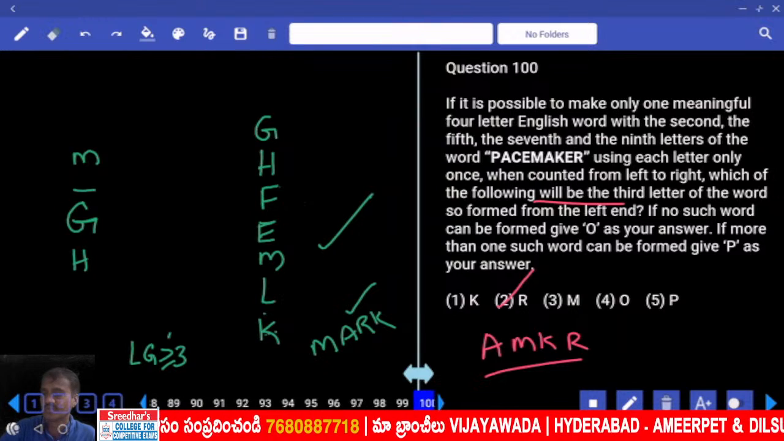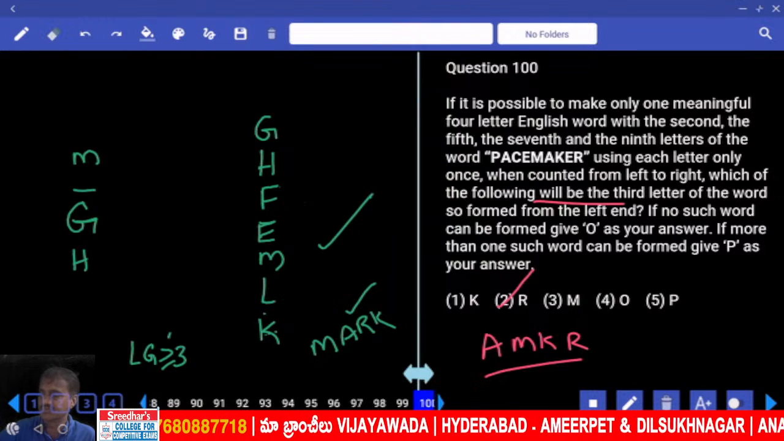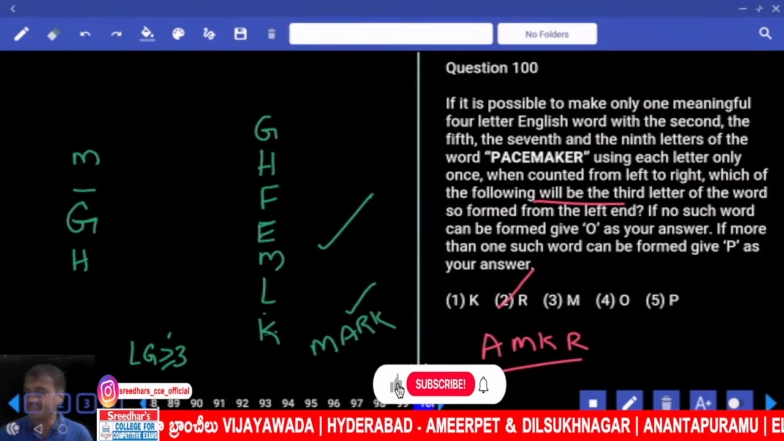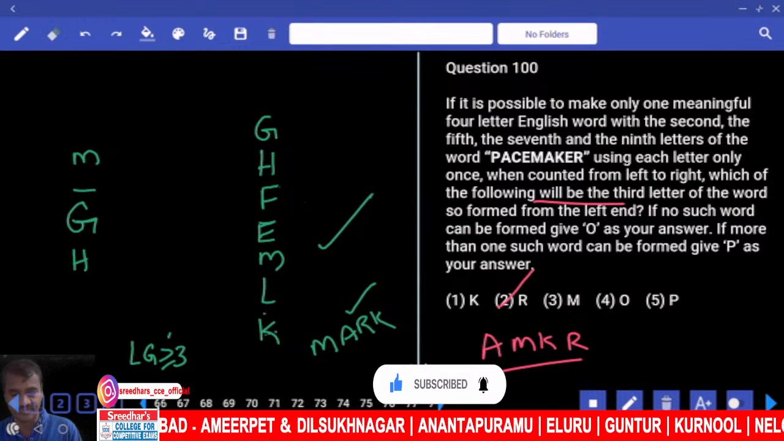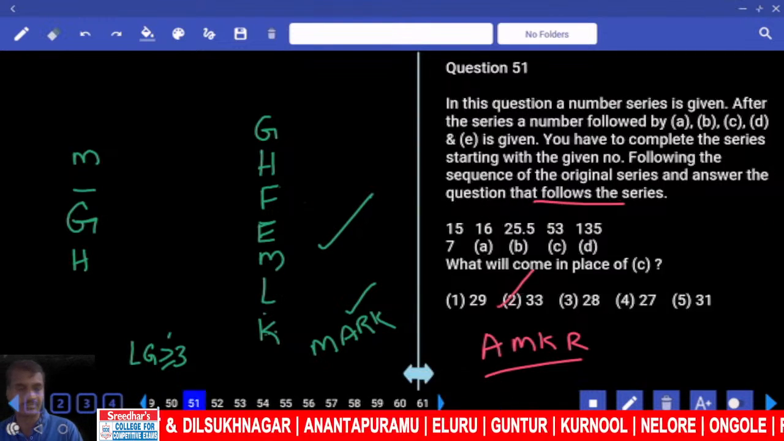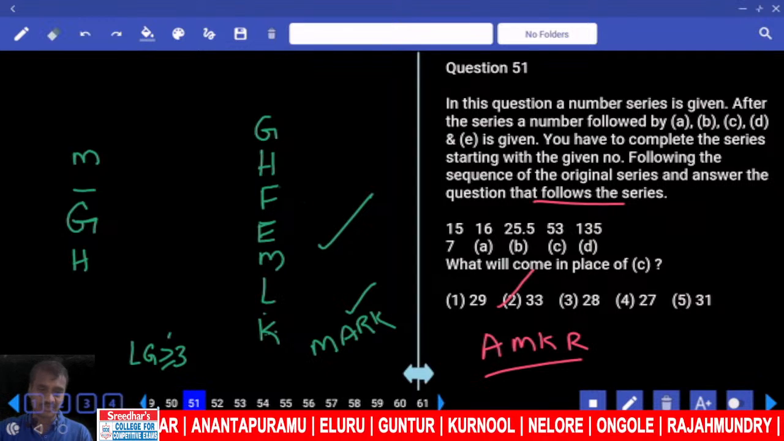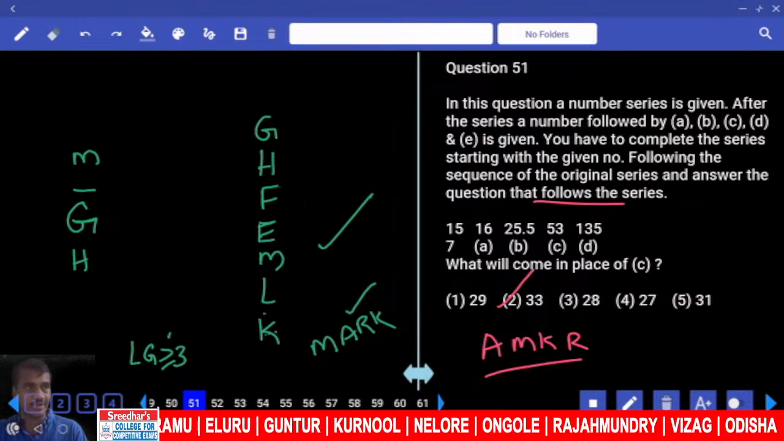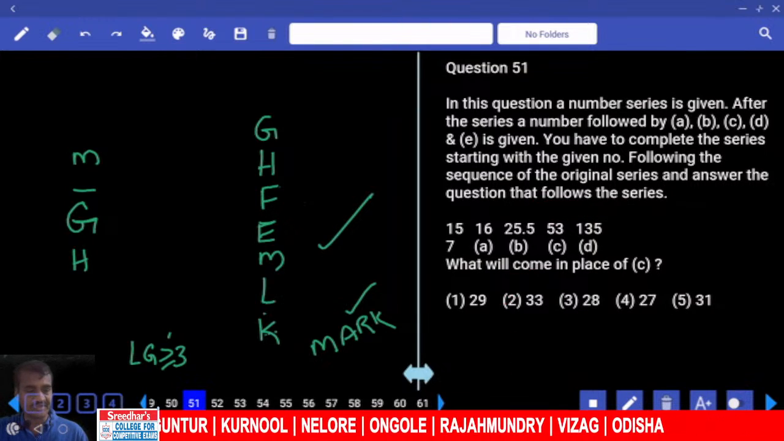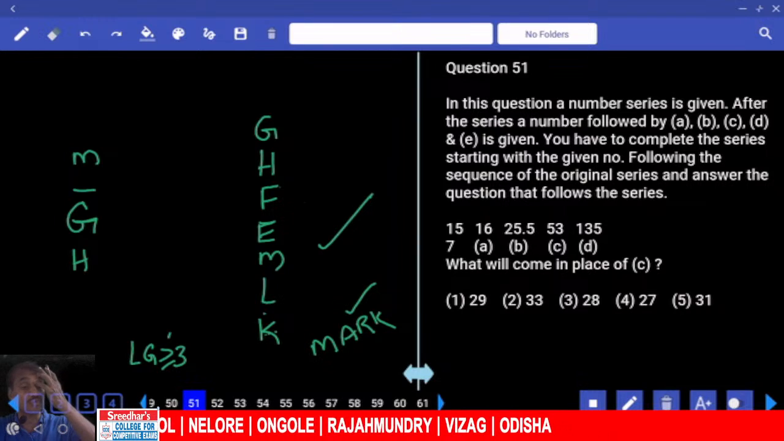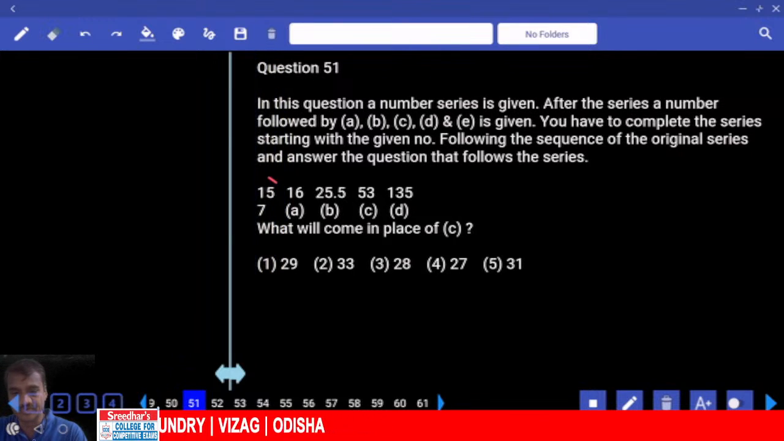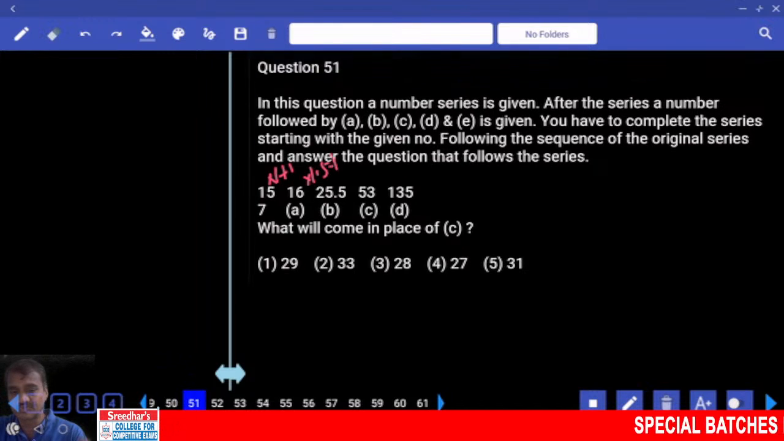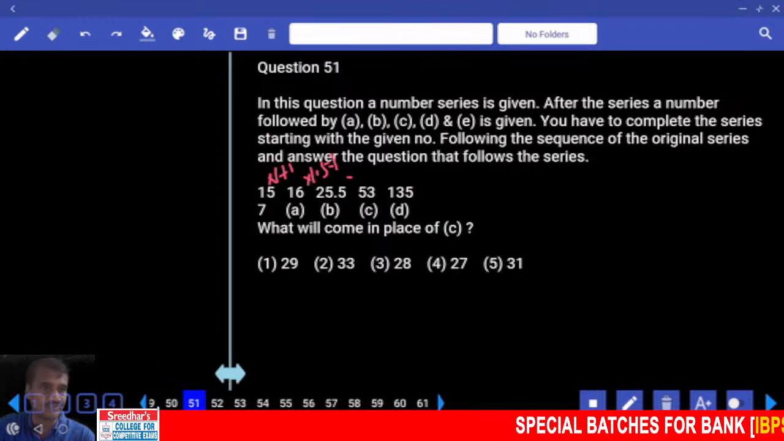Done? Again, are there any number series questions in this paper? Mark 51. Then 51 to 55, number series 51 to 55. Now 15, 16, again 53 to 135. The number is at least multiplied by 2.5 times. Hence the combination, if you observe here: 15 into 1 plus 1, 16 into 1.5 plus 1.5, 24 into 2 plus 2, into 2.5 plus 2.5.